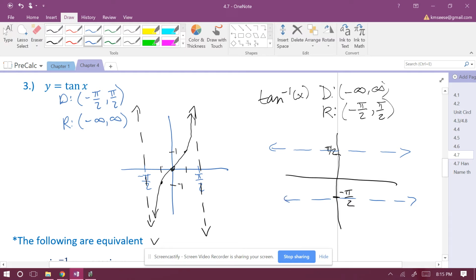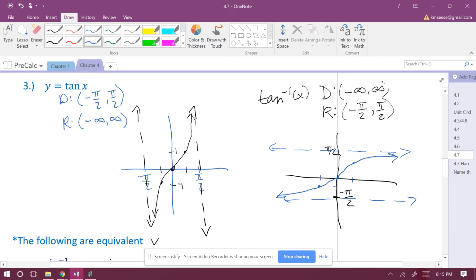And then instead of the ordered pair like pi fourths, negative 1, you have the ordered pair negative 1, negative pi fourths, 0, 0, and so forth. So your graph here should look something like this.